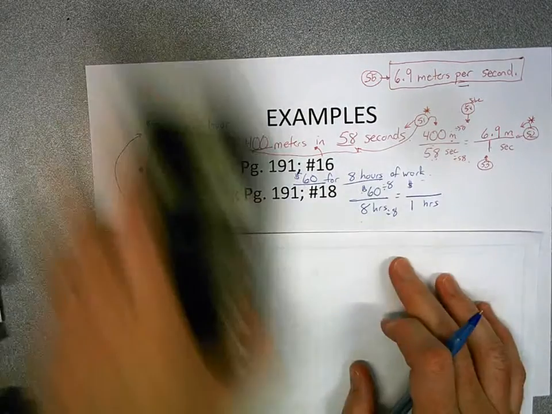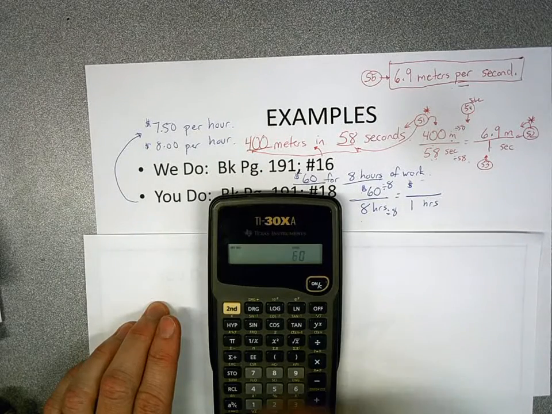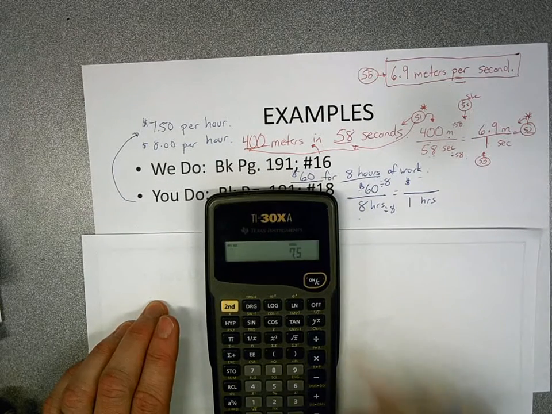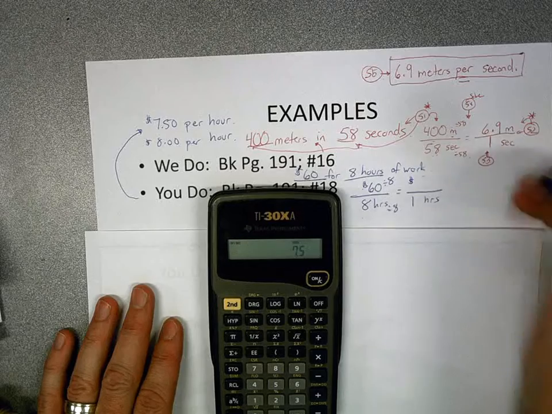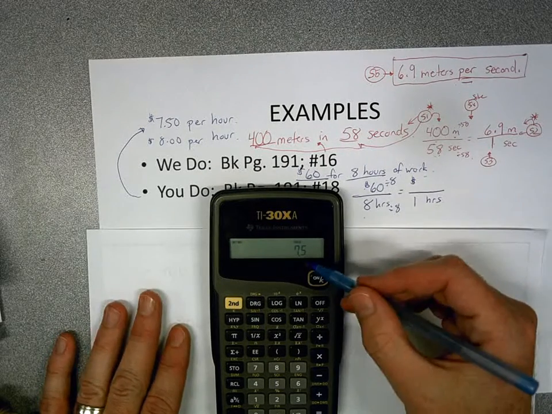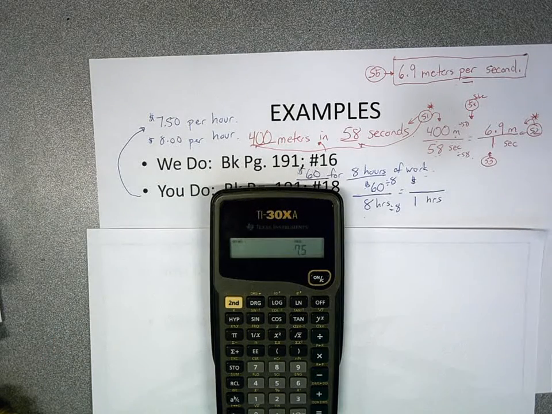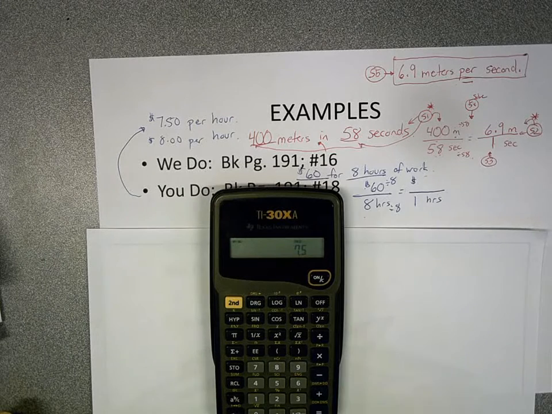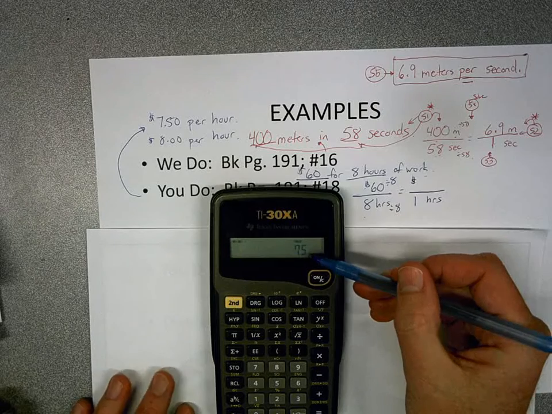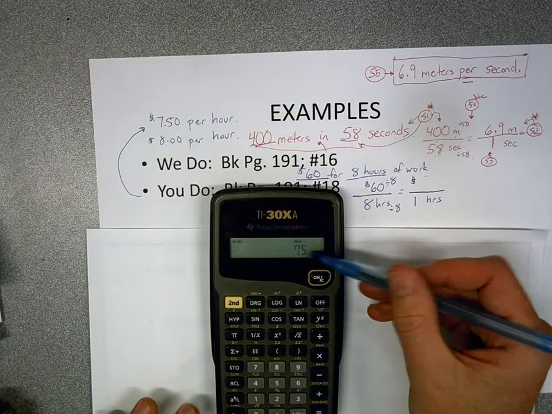So when I plug this in the calculator, 60 divided by 8 equals, and I get 7.5. So 7.5, ladies and gentlemen, remember when it comes to money, you're rounding to the nearest cent. The nearest cent, remember I said, is the nearest hundredths. 2 over from the right. Now, in this case, there's not 2 or even 3, right? It is just 1 over to the right.